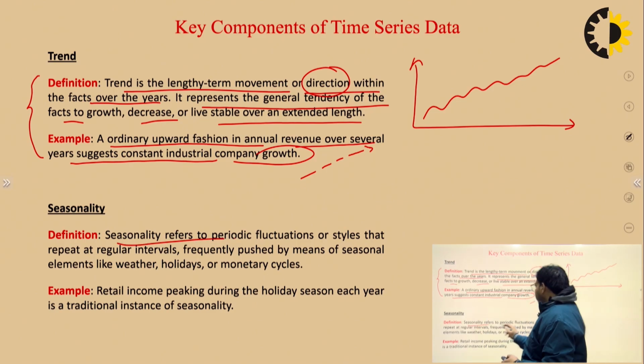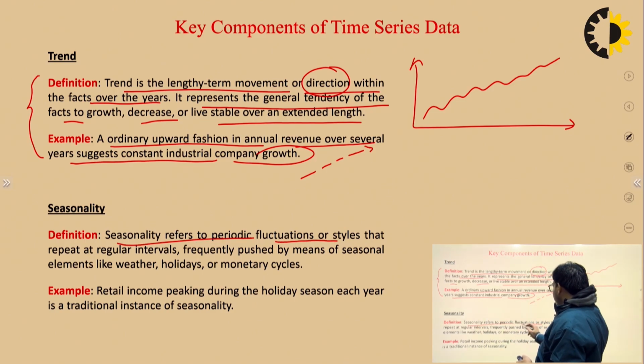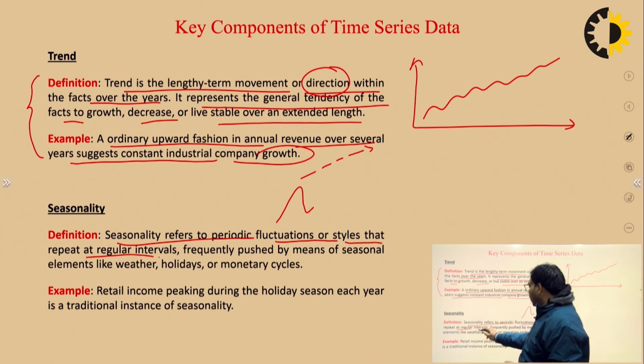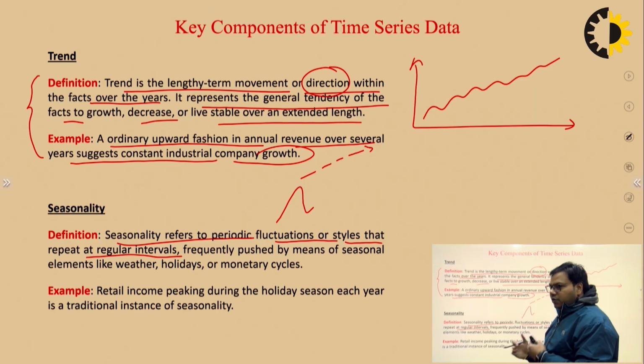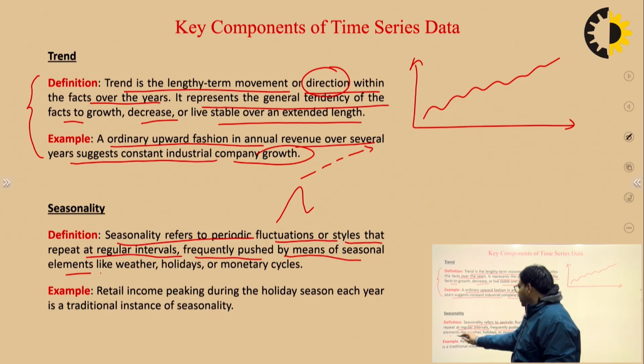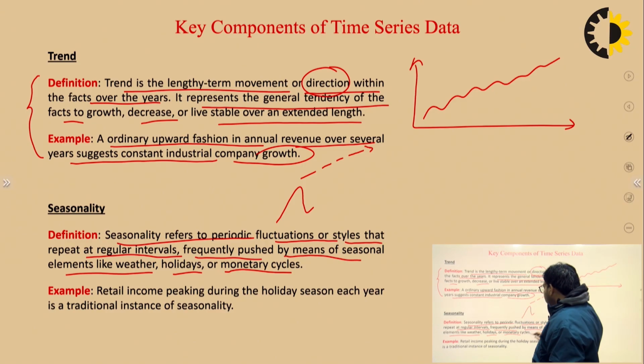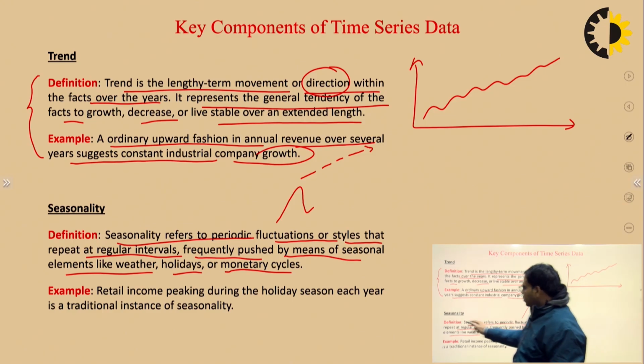Seasonality refers to the periodic fluctuations, as I showed you, the spikes that repeat at regular intervals. If in periodic data it is repeating again and again every year, it is frequently driven by seasonal elements like weather, holidays, or monetary cycles. As you see, generally on Sundays or holidays, there used to be more rush in the shopping malls and movie theaters, right? So all this is called seasonality.